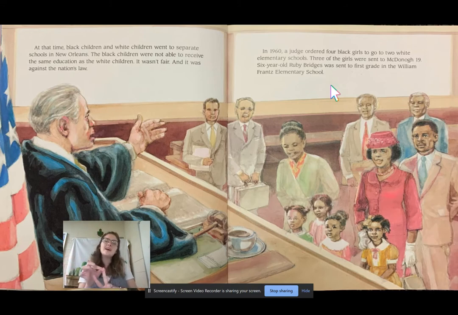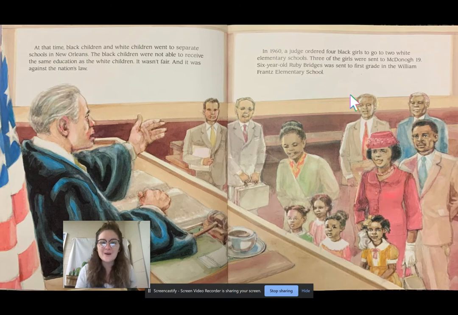Now, we've talked about our setting. We've talked about the characters we've learned about so far. I want you to think about the actions that are about to happen. On this page of the text, what do we learn that the judge has ordered? What are the 4 Black girls going to do? Tell me in the puzzle. So one of the actions of Ruby is that she is going to be sent to William Frantz Elementary School, which was a white-only elementary school. That is the first action we learn about Ruby.